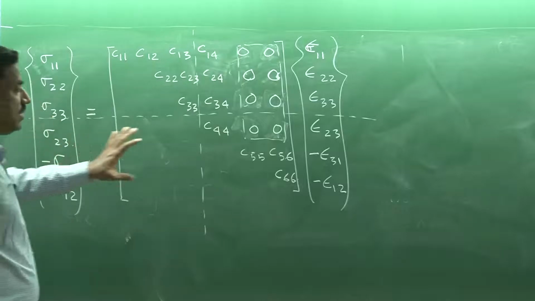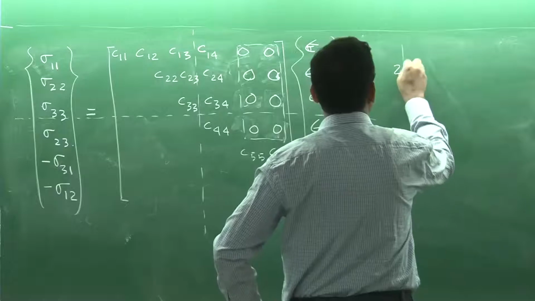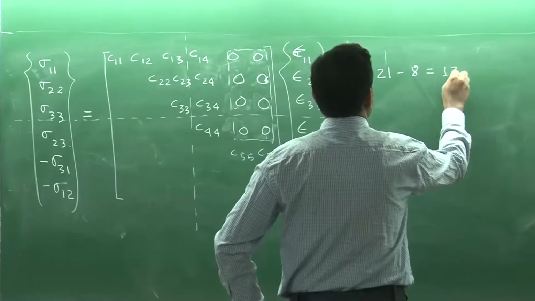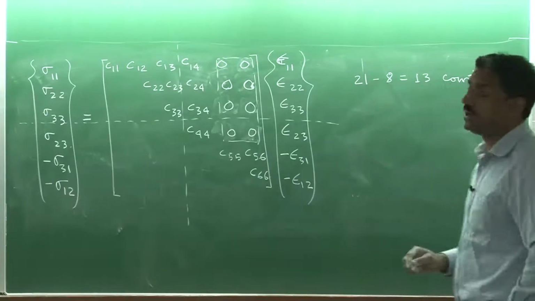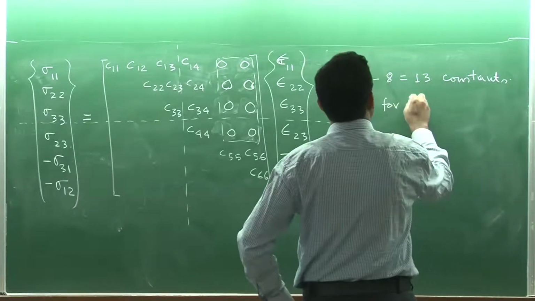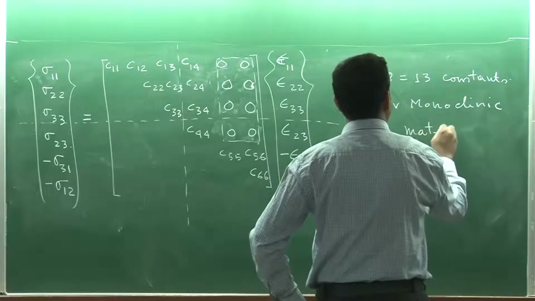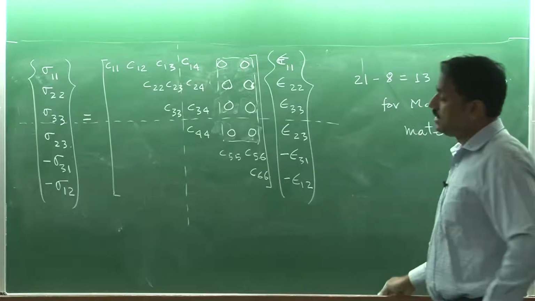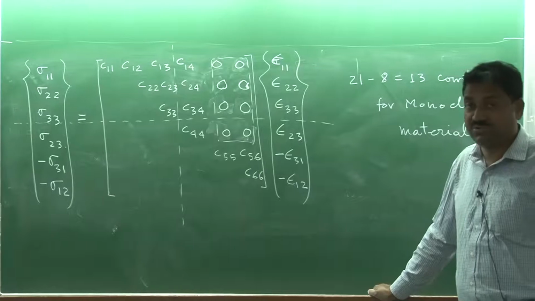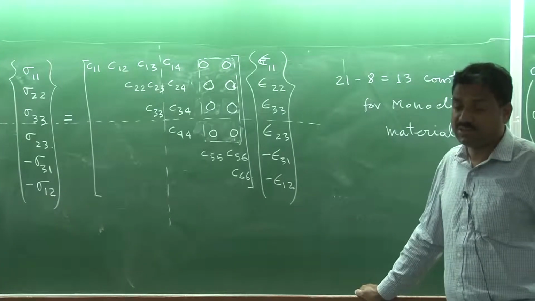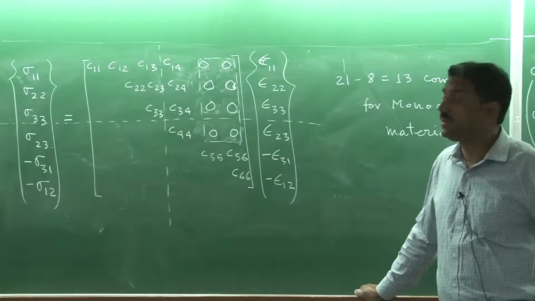So this side is positive and whatever this side is. Now how many are 0? 1, 2, 3, 4, 5, 6, 7, 8. So 21 minus 8 means 13. So a monoclinic material requires 13 constants, right. 13 constants for monoclinic material. A material which has one plane of symmetry can have 13 coefficients. So you see how we are reducing 81 to 36, 36 to 21, 21 to 13, for a material with one plane of symmetry.